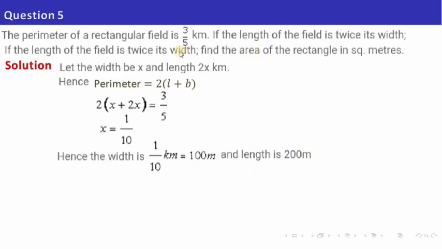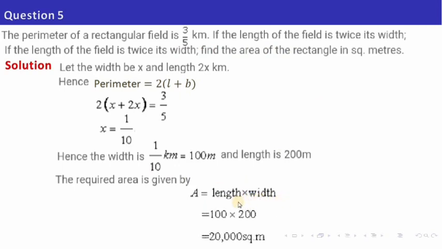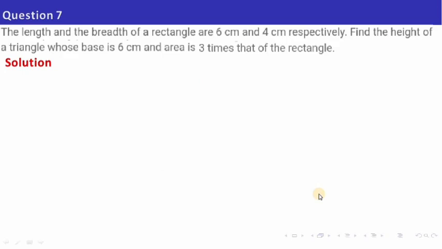Now you are asked to find the area of the rectangle, right? All of you know area is given by length into width. So the width is 100 and the length is 200. Multiply them, and you get your answer to be 20,000 square meter. You may pause the video and note down your solution. Let's move to the next question.